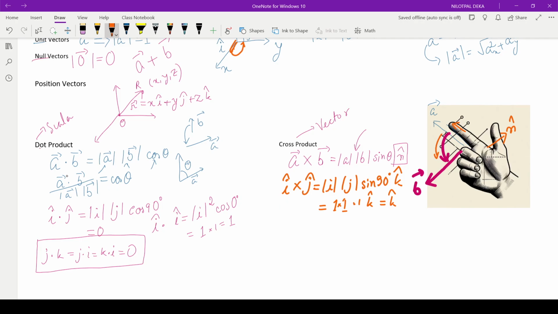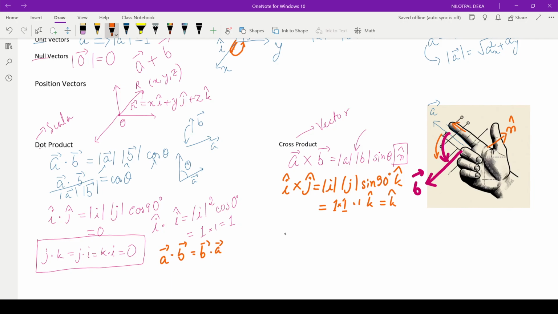Now note one thing. Last time, if I do A dot B or B dot A, nothing changes. A dot B is equal to B dot A, because this is a scalar, right? So doing A dot B or B dot A does not make any difference, because there is no sense of direction in the result. But i cross j is a vector, so there is a sense of direction.